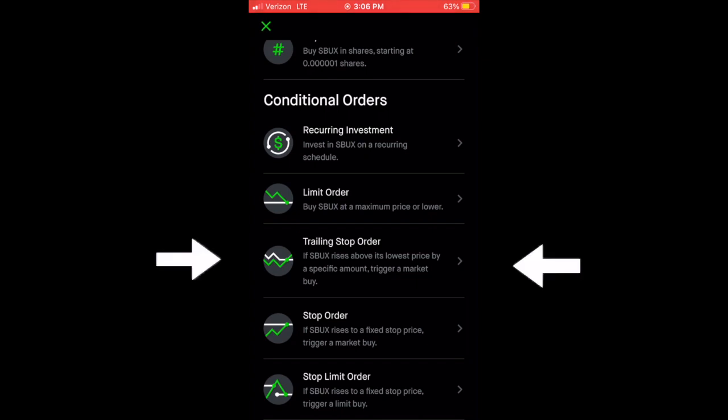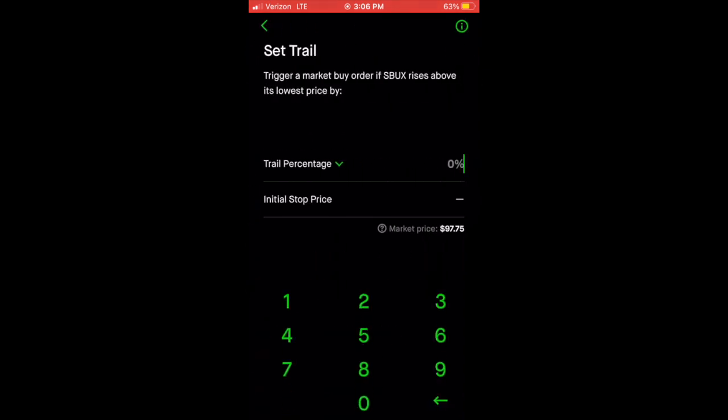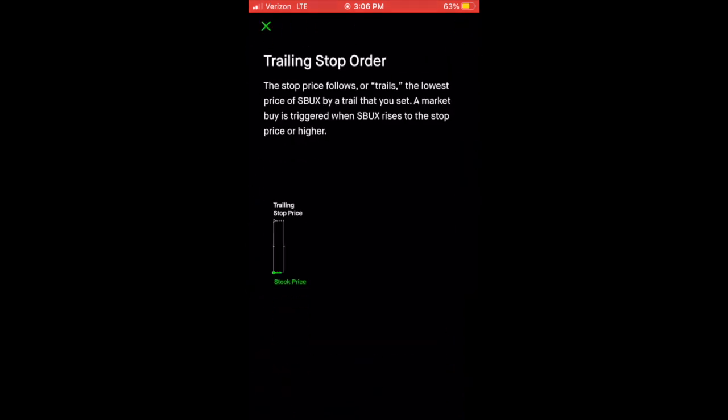As we see here, a trailing stop order. It says if Starbucks rises above its lowest price by a specific amount, trigger a market buy. So that's a little bit more complicated even. And we'll go ahead and look at the diagram here.